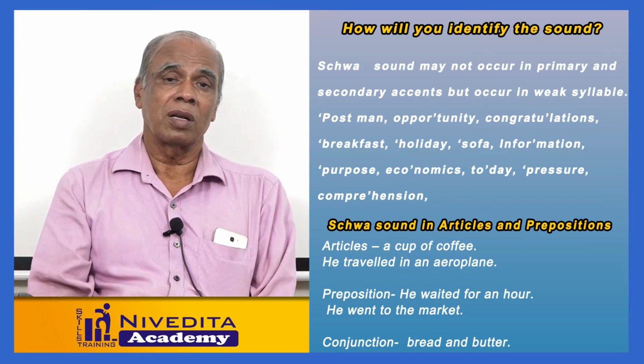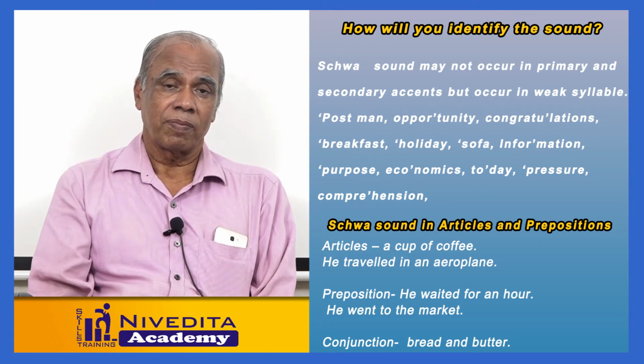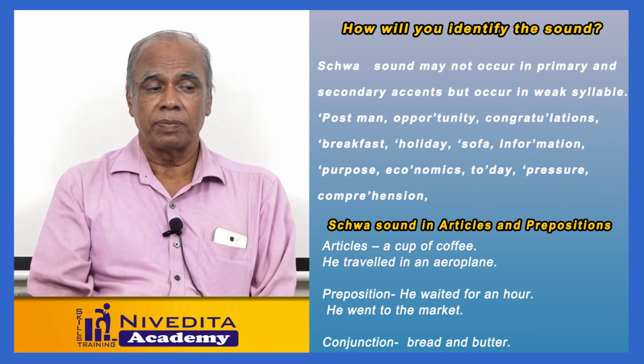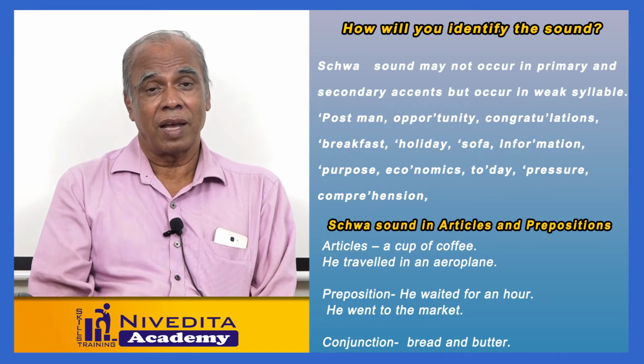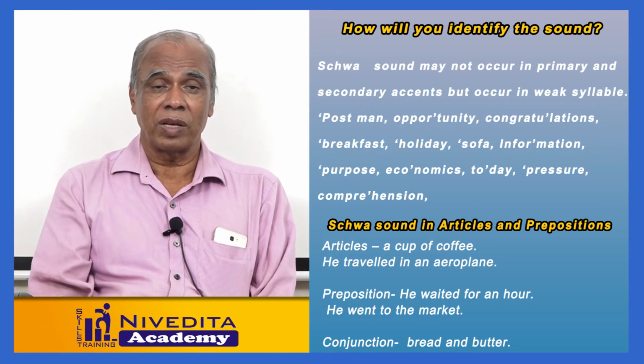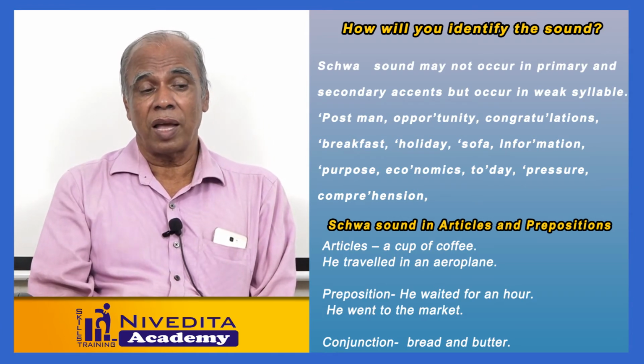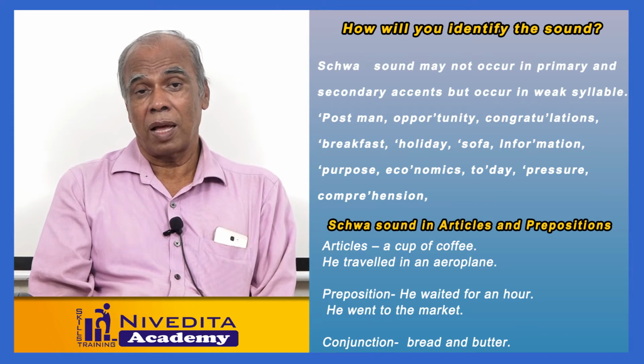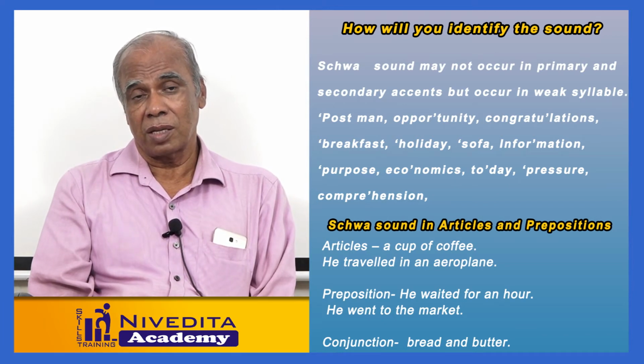All the other vowels are weak vowels. So you can say that is the schwa sound. Today, die has the primary stress, and the first syllable vowel is a weak vowel, so you say today. Pressure. Pre is a strong vowel, sure is a weak vowel.